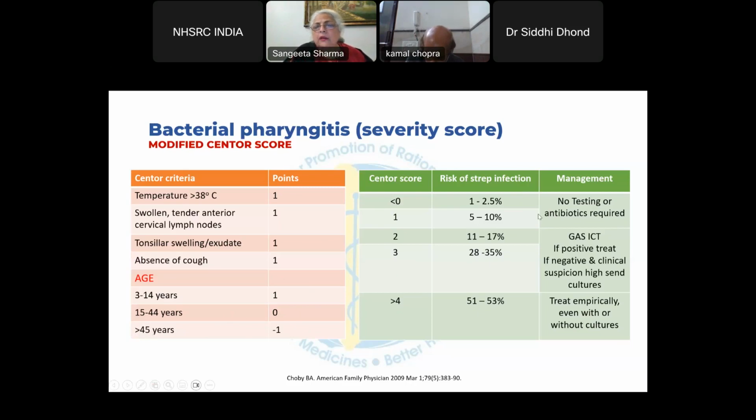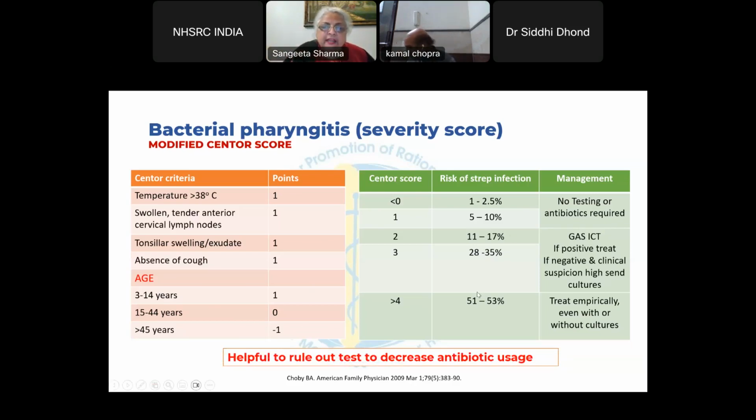If the score is 0 or 1, no testing or antibiotic is required. More than 4, yes, you can treat empirically, with or without culture. Even cultures are not needed, you can treat empirically. In between are the 2 and 3 categories. If the group A streptococcal test is positive, then treat. If negative but clinical suspicion is high, then go for cultures. So this Centor score is helpful to rule out tests and to decrease antibiotic usage.